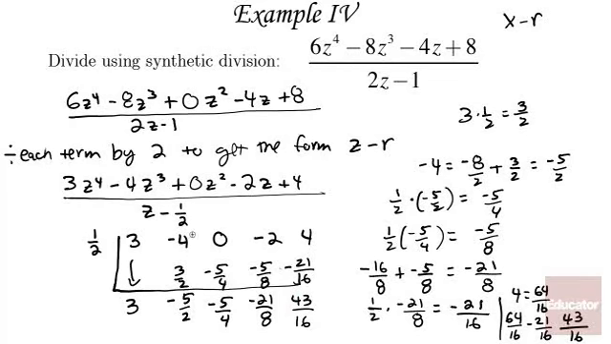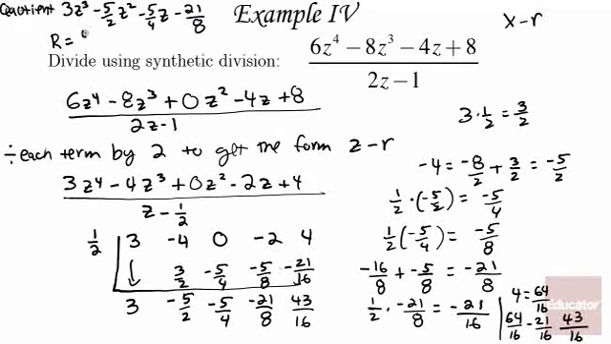So what you need to look at here is that the dividend is a degree of 4, so the quotient is actually going to be a degree of 3. So rewriting this up here, my quotient is going to be 3z cubed minus 5/2 z squared minus 5/4 z minus 21/8. And I have a remainder of 43/16.